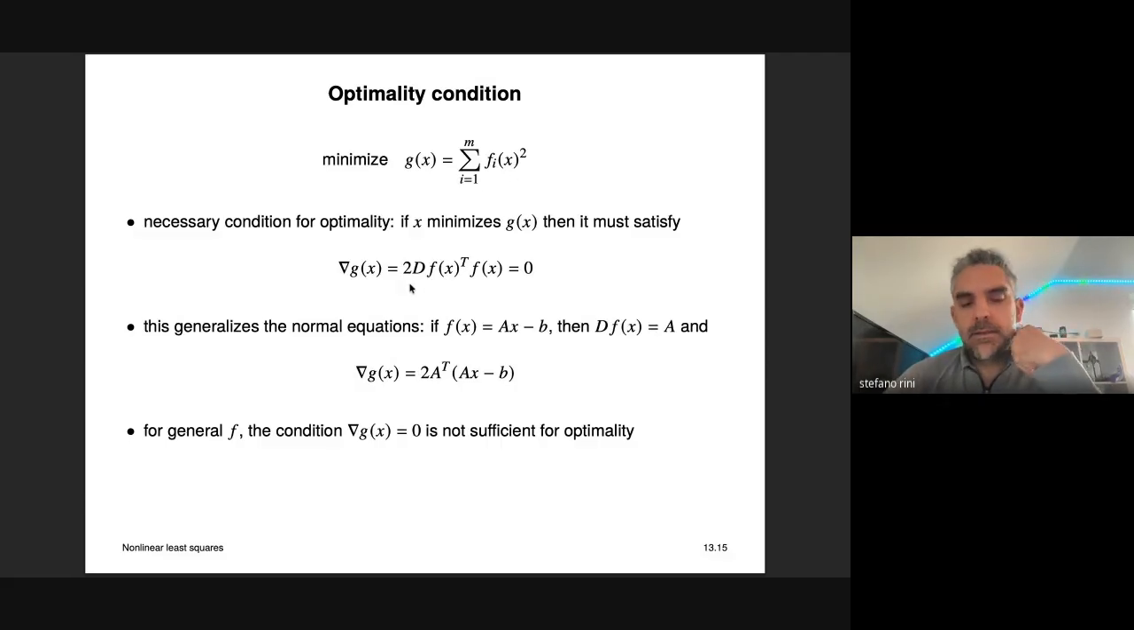So one of the optimality conditions, or the necessary optimality condition, is 2d fx transpose f of x equal to 0. And this generalizes the fact that at the optimal point, the derivative should be equal to 0. In general, this is only a desirable condition, because in the nonlinear case, of course, the fact that the gradient is equal to 0 does not guarantee that you are at the minimum. You have to add something on top. You have to add convexity, for instance.